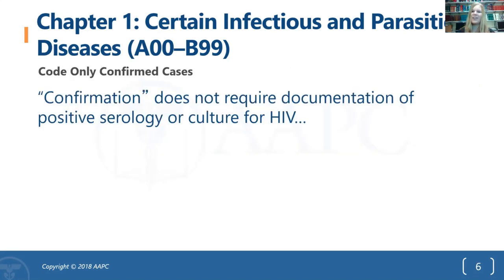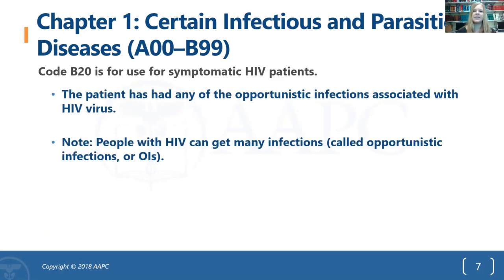Instructions indicate to code only confirmed cases, and that confirmation does not require a positive test or lab result. The provider's diagnostic statement that the patient has HIV is sufficient. In ICD-10-CM, code B20 is used for symptomatic HIV patients. This is for a patient who has had any of the opportunistic infections associated with HIV. People with advanced HIV infections are vulnerable to infections and malignancies that are called opportunistic infections, and they're called that because basically they take advantage of the opportunity of that weakened immune system.